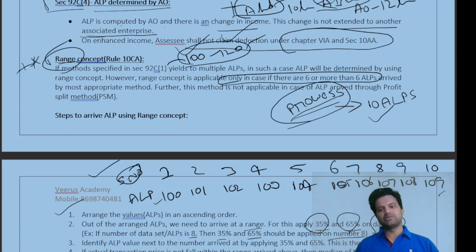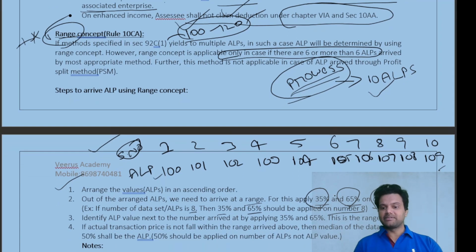Similarly, here also we are doing the same task. Out of the 10 ALPs, I need an average range of ALPs. That's why I'm applying on 10. I'm applying 35% as well as 65%. So this we need to apply. This is step 2. So we will apply 35 and 65 here.